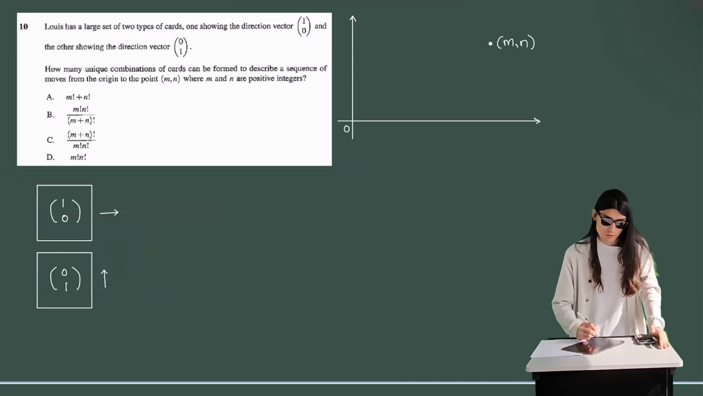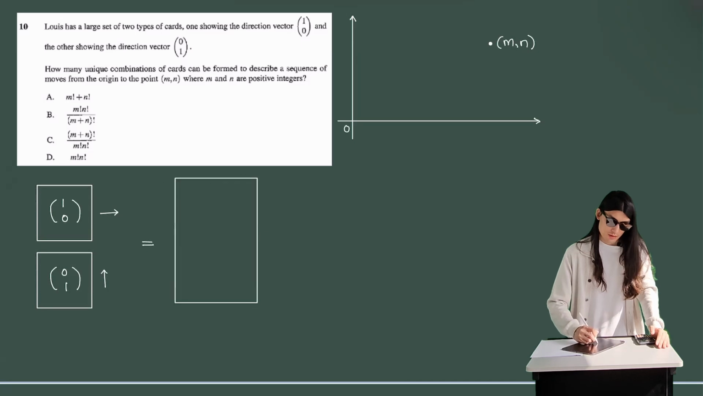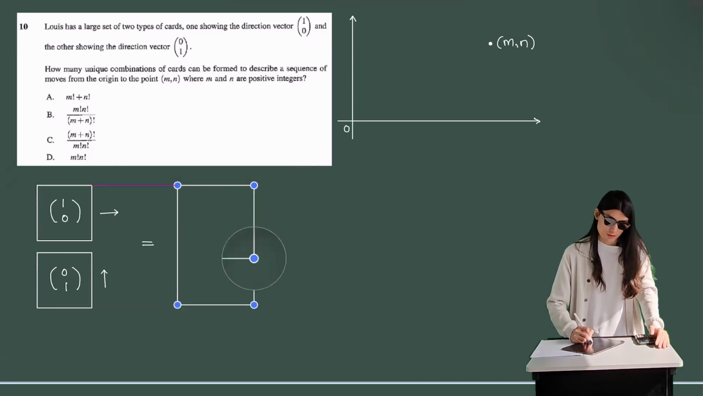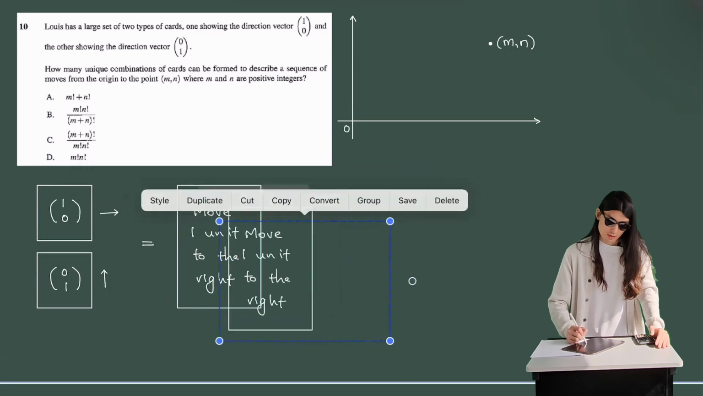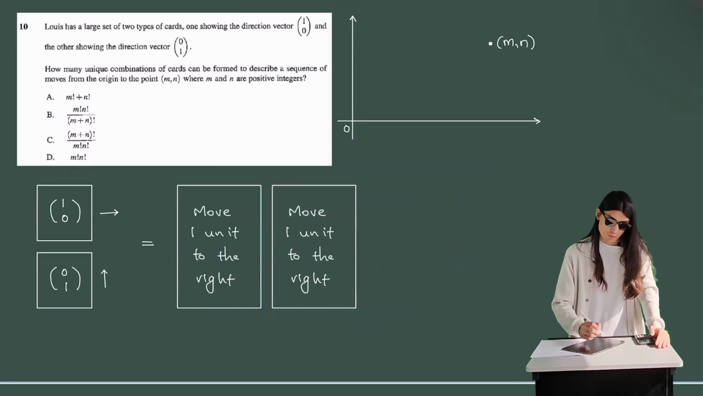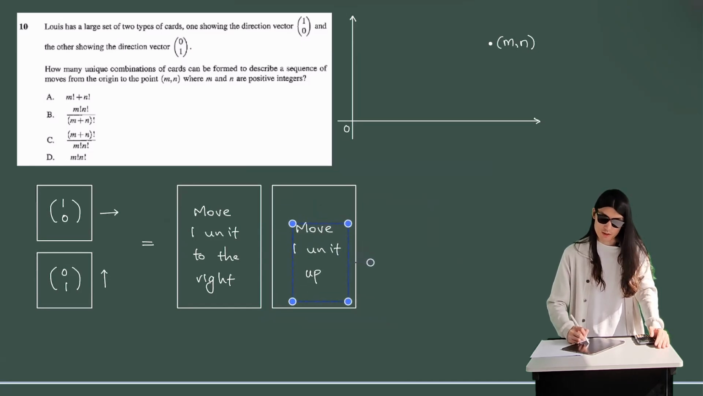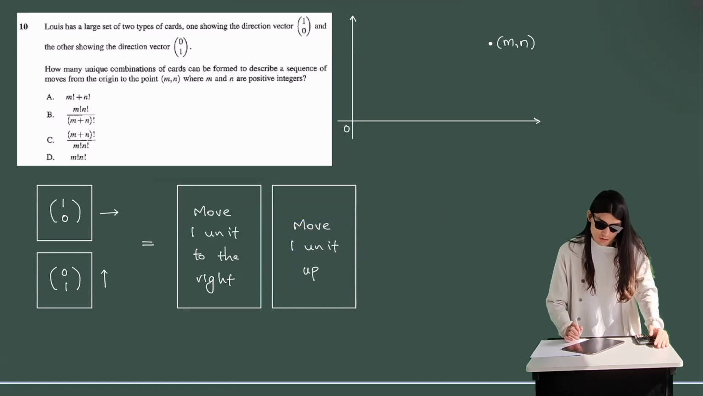Right? So essentially, the two cards that you have: you've got one card saying move 1 unit to the right, and you've got another card saying move 1 unit up. And as to which one is which, I'm sure you guys got the idea, right? You've got those two types of cards.